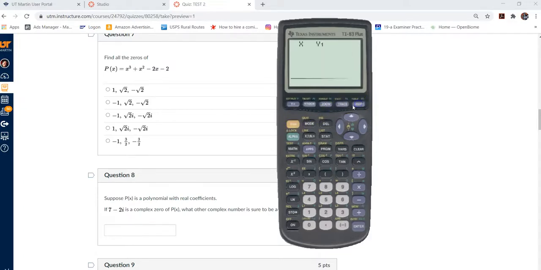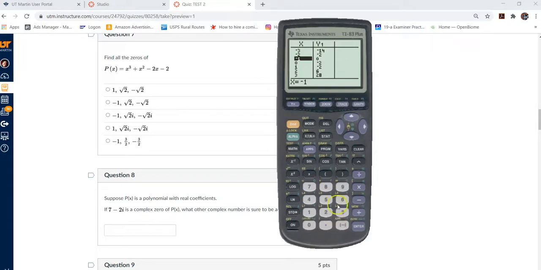Second graph will give me a table. And I can see that, yeah, we have an x-intercept at negative 1. So negative 1 is a 0. So I get that from the graphing calculator. So p of x is equal to x cubed plus x squared minus 2x minus 2.